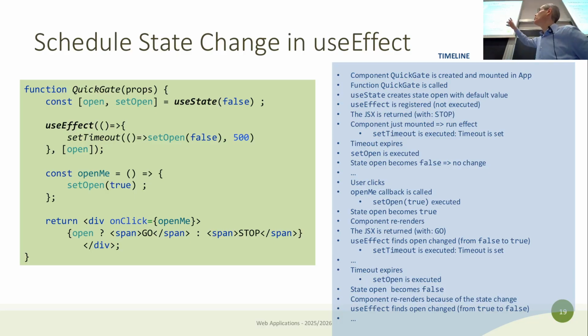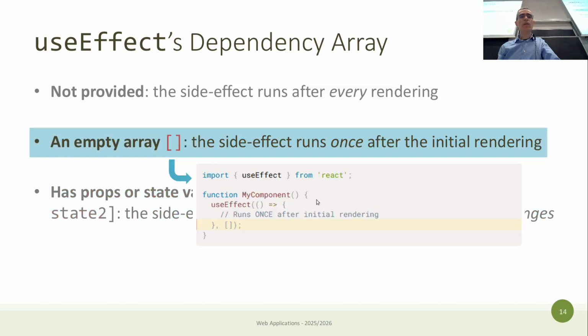So if we don't want this double execution of the set state, we need to write the code in a different way, like if open is not false, set timeout, set open false. But the callback will be executed anyway. We just don't want to execute a part of the callback, but the callback is executed anyway because the fact that the callback is executed depends on how the useEffect has been defined. And the way in which the useEffect has been defined is just this one.